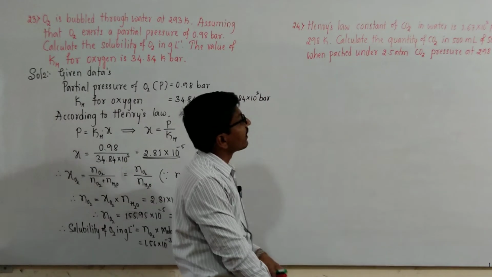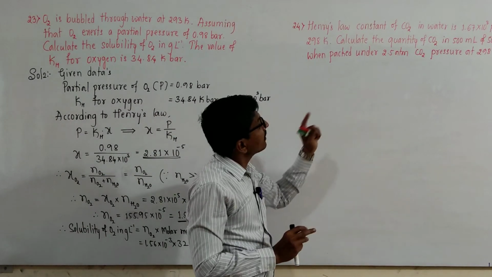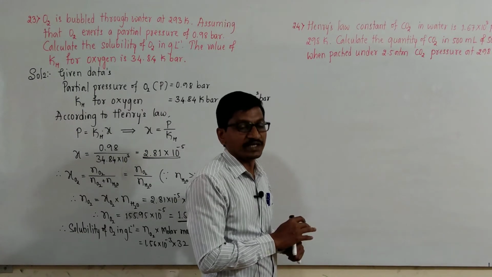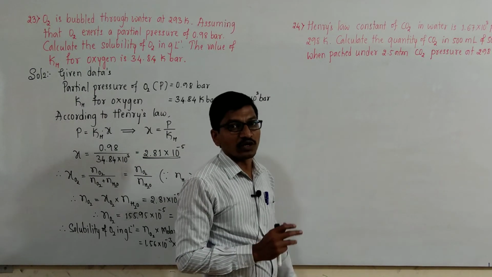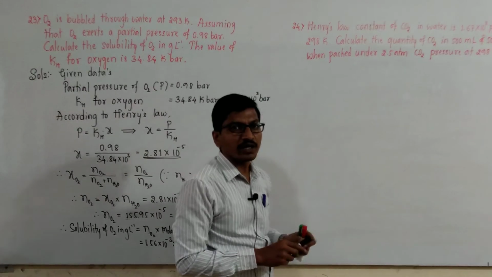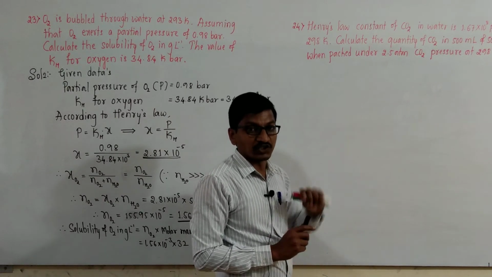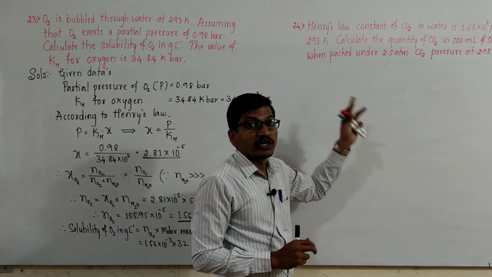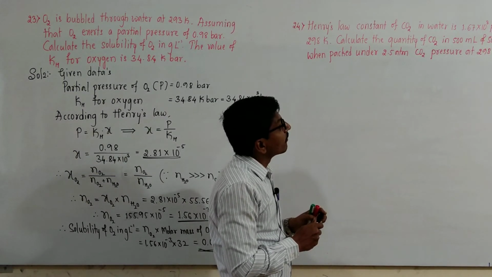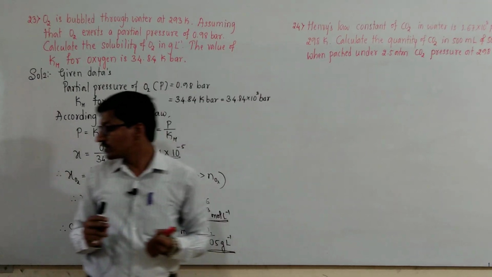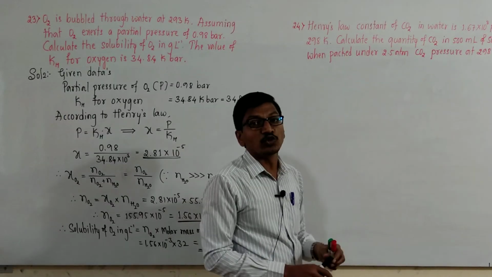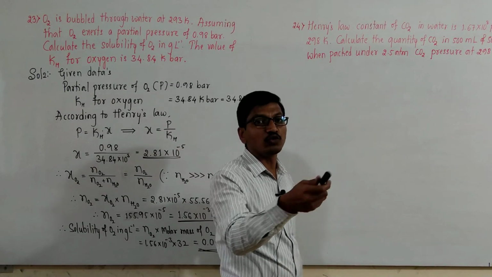In this problem, Henry's law constant is given and pressure is also given, but these two are in different units. We can convert them into Pascal, so both pressures are converted into one single unit. To calculate the quantity of CO2 in 500 ml, first we have to calculate the number of moles in 1 liter, then divide by 2 to get 500 ml.